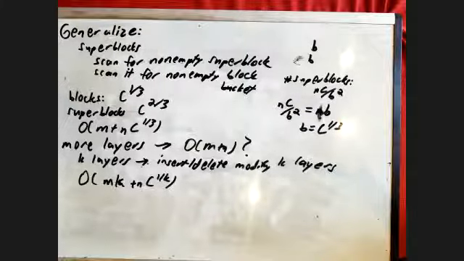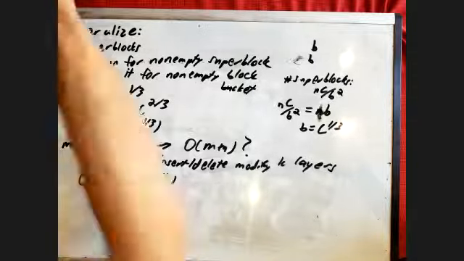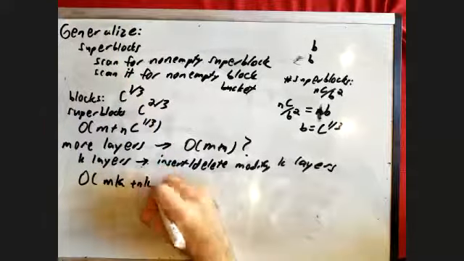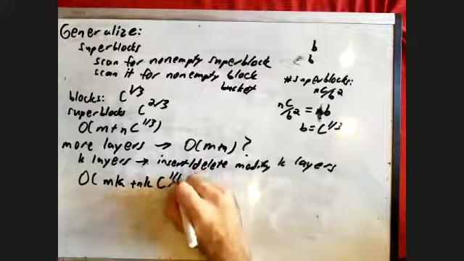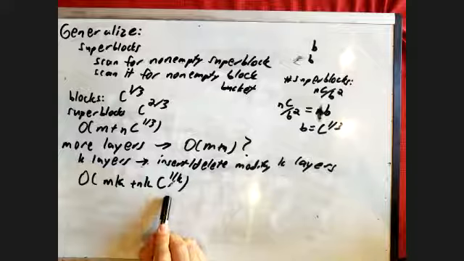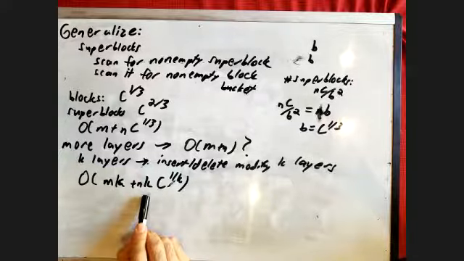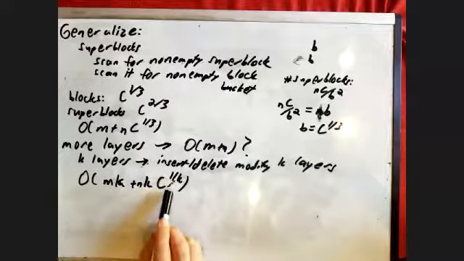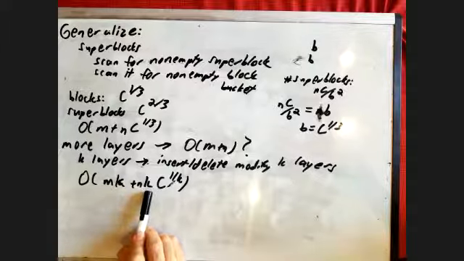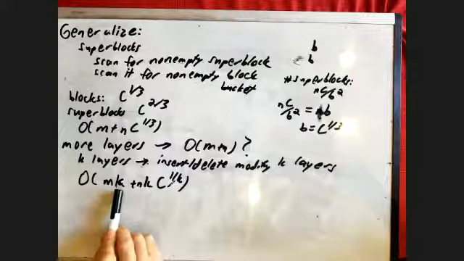Inside each super block, I mean. It's a scan, right? Oh, I'm sorry. So actually, here's the problem. There's also a k here. Because I have to do this C to the 1/k scan at every single layer, right? So I choose a block size of C to the 1/k, but now I have to scan k different layers to find my next item. And I also have to update k different layers every time I insert or delete an item.